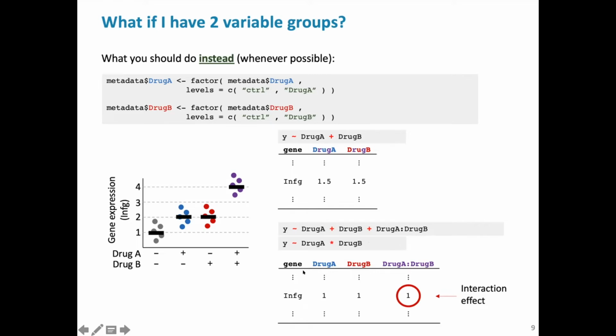So now in your table, you'll have drug A, drug B, and the interaction effect between them. So now if drug A and B each have an effect of 1, the interaction effect here is exactly what was expected, an additional 1 in signaling response for this gene. And this is the correct interaction effect that you would expect.